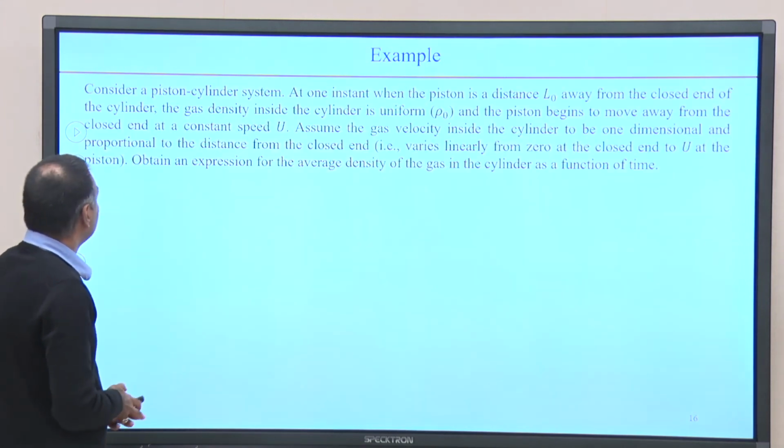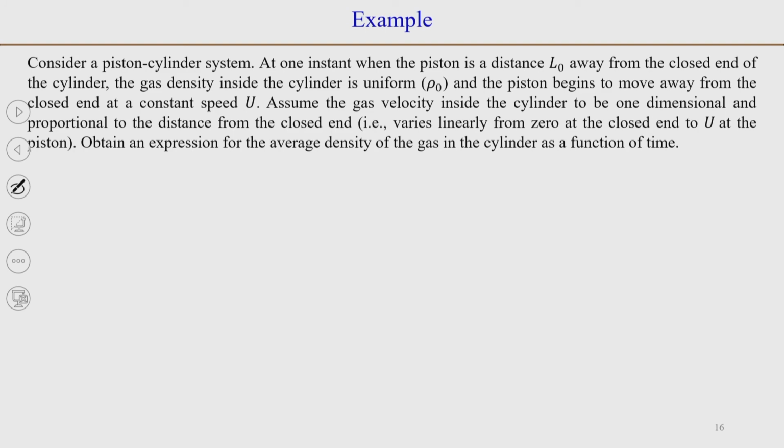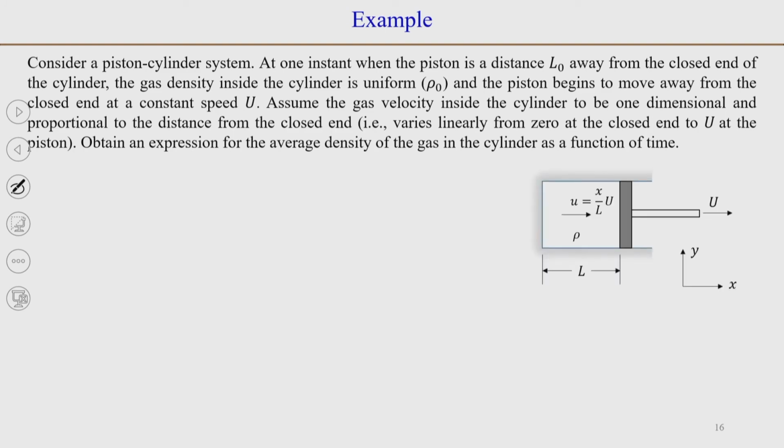Now, let us look at a simple example. We consider a piston cylinder system as shown in the figure here. At one instant, when the piston is at a distance L0 away from the closed end of the cylinder, the gas density inside the cylinder is uniform, which is rho 0. Let us say that this particular instant is t0, and the piston begins to move away from the closed end at a constant speed u.